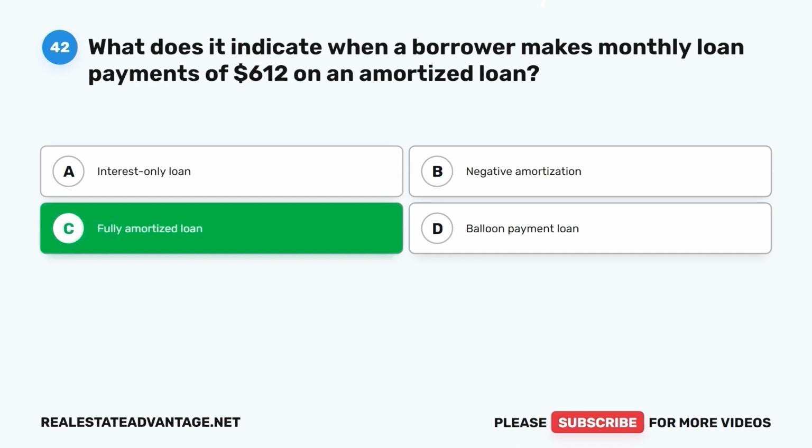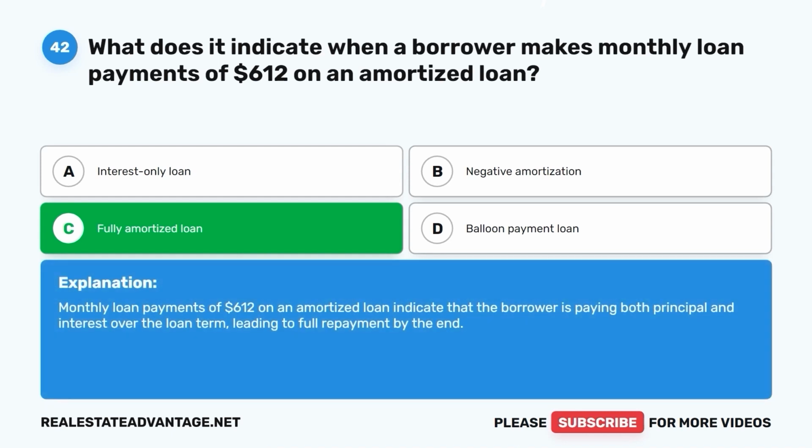Fully amortized loan. Monthly loan payments of $612 on an amortized loan indicate that the borrower is paying both principal and interest over the loan term, leading to full repayment by the end.